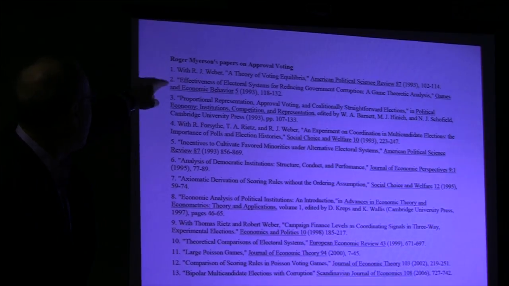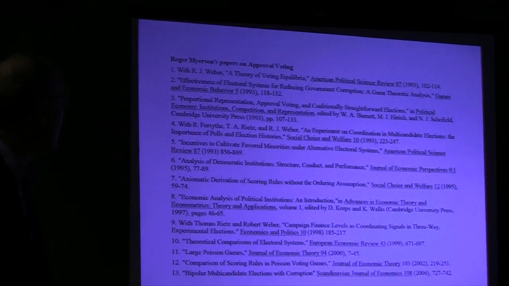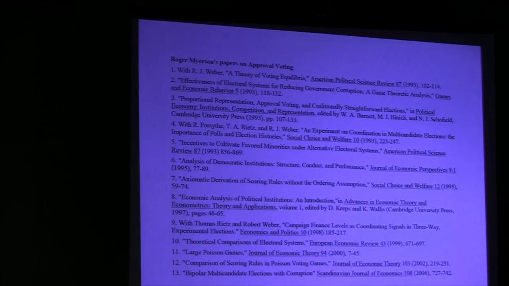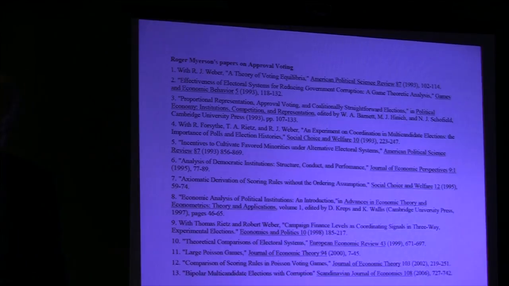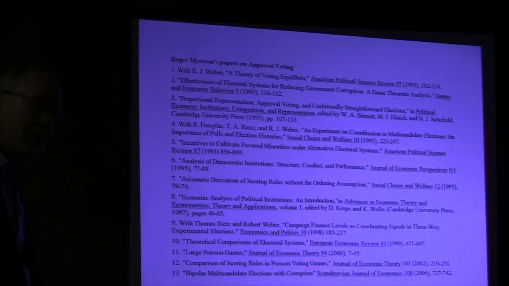I guess I'd like to say that the things that I was trying to do, in 1993, I had two papers. One, effectiveness of electoral systems for reducing government corruption, in Games and Economic Behavior. And the other paper, no, not that paper, where is it? It's also 1993. Incentives, number two and number five that I want to talk about: the incentives to cultivate favored minorities under alternative electoral systems. This number two, I think I revisited last and best in bipolar multi-candidate elections with corruption, with an electorate that is split on a yes-no issue that is the biggest issue to them. I use the English term bipolar, and now I'm on all kinds of psychiatry spam emails. But other than that, I think that's the paper that replaces the 1993 one.